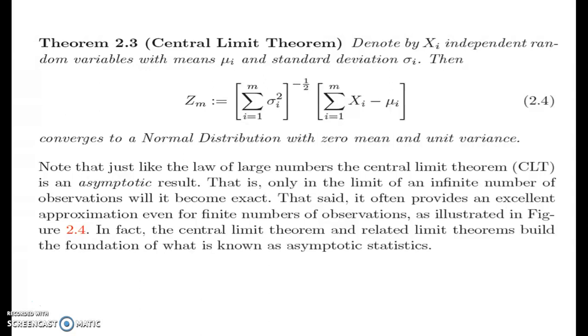Note that, just like the law of large numbers, the central limit theorem (CLT) is an asymptotic result. Only in the limit of an infinite number of observations will it become exact. That said, it often provides an excellent approximation even for a finite number of observations, as illustrated in figure 2.4. In fact, the central limit theorem and related limit theorems build the foundation of what is known as asymptotic statistics.